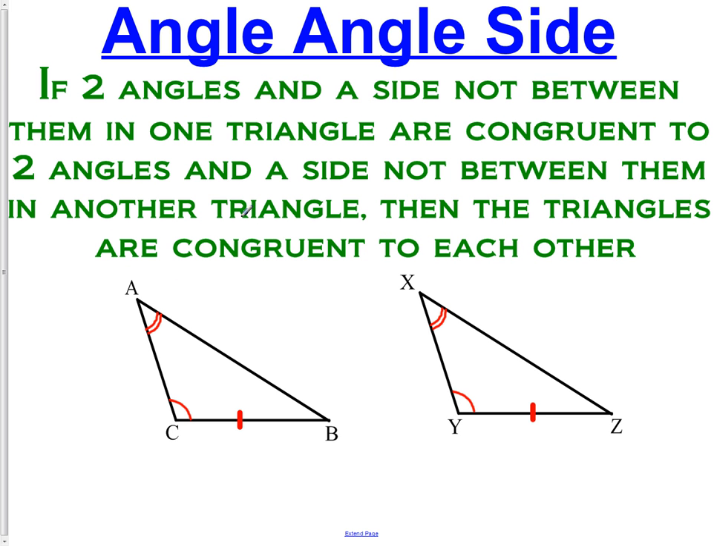Next is the angle, angle, side. If two angles and a side not between them in one triangle are congruent to two angles and a side not between them in another triangle, then the triangles are congruent to each other. Here we don't want the side between the angles. We go angle, angle, side. Checking the other one, we have angle, angle, side, so we therefore have two congruent triangles.